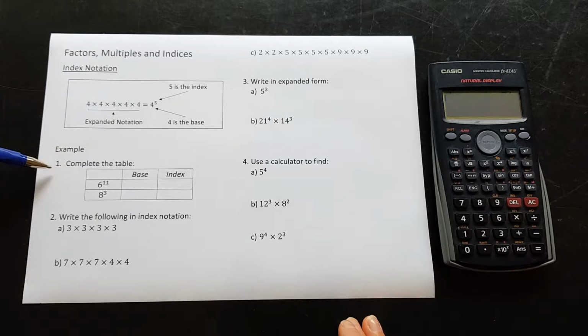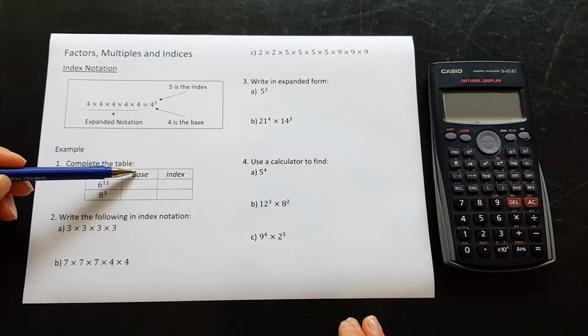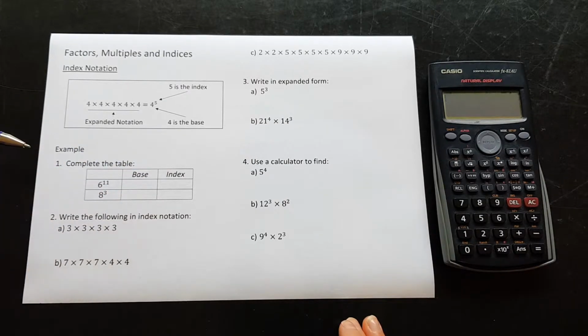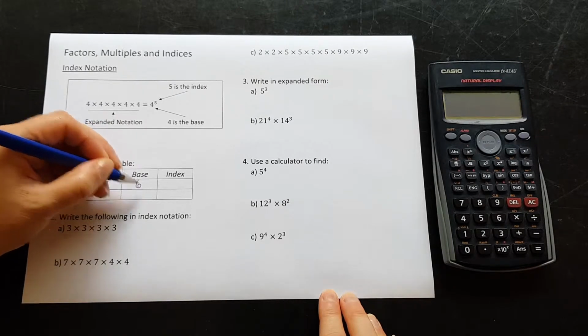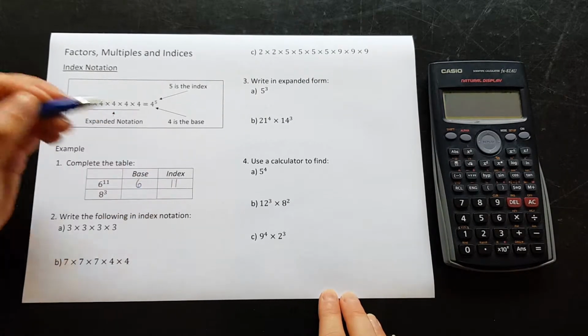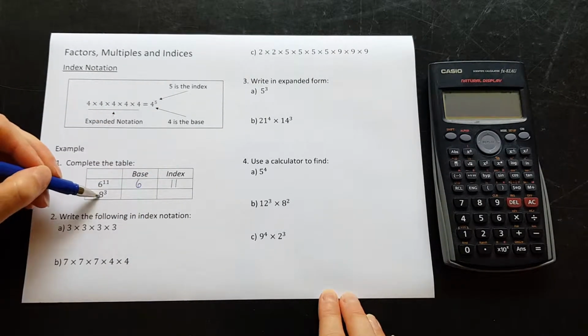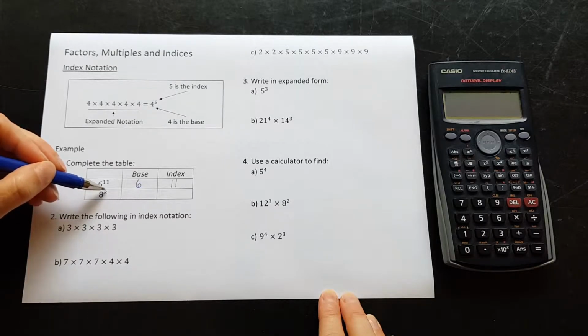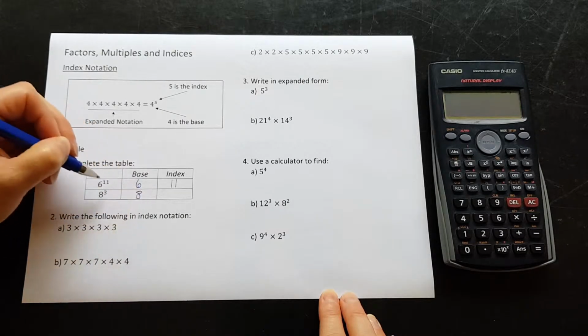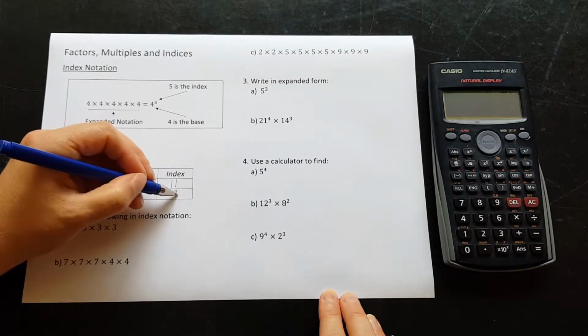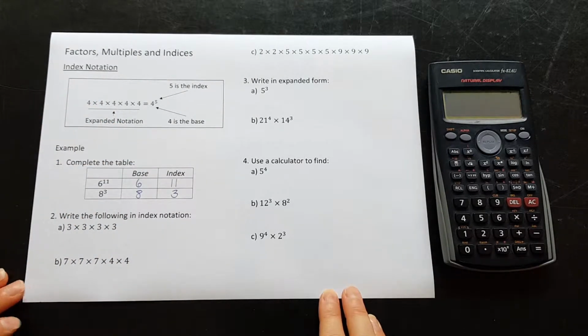Let's have a look at question number 1. Complete the table. 6 to the power of 11. We want to write down what the base is and what the index is. The base is the big number at the bottom, the 6, and the index is 11. Doing the same thing for this next number, 8 to the power of 3. The base is 8, and the index or power is 3. That's it for question 1.